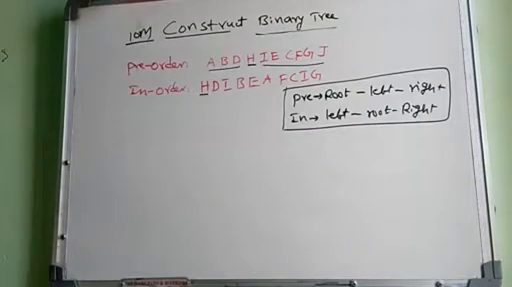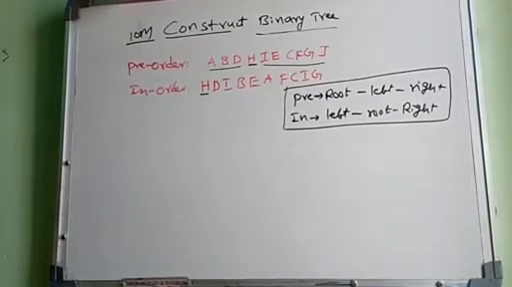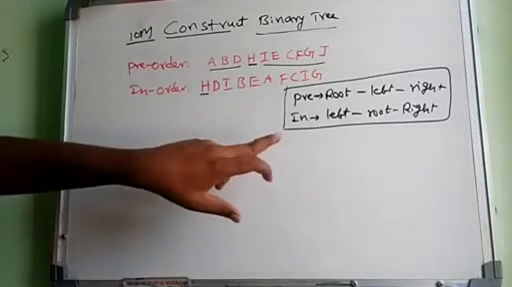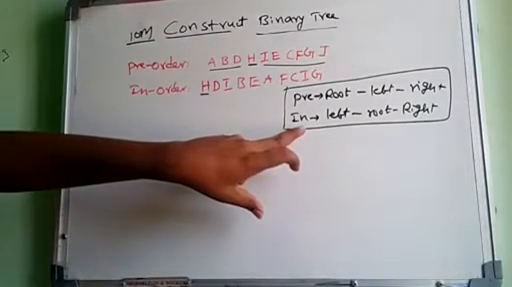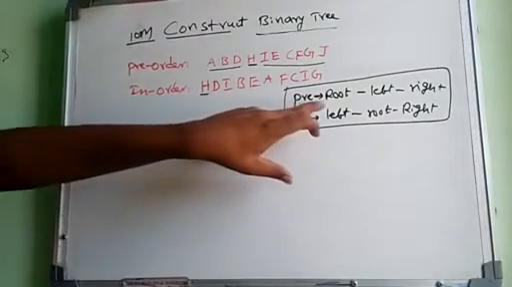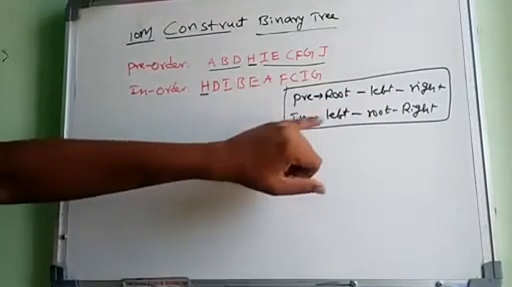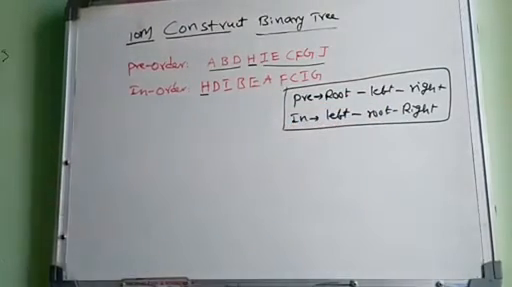Take another example to construct a binary tree using 2 input orders. One is the pre-order and the other is in order. Okay, so before starting the construction of your binary tree, first we have to know which order we are going to visit, in order and pre-order. The pre-order: first we visit root, left, right; in order: left, root and right.